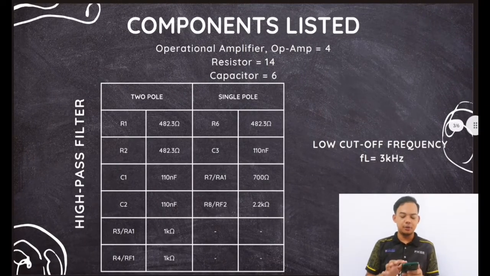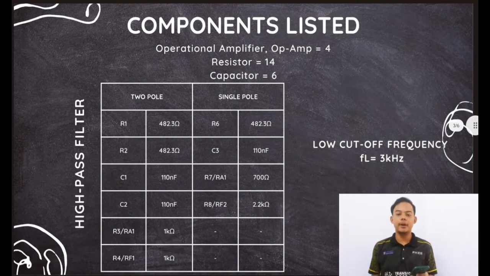Next, the component list. We go first to the high pass filter. The operational amplifiers we have used are 4, which is 2 for the high pass filter and 2 for the low pass filter. We don't use a non-inverting amplifier, so we only have 4 op-amps. The resistors we use are 14 and the capacitors we use are 6 only.